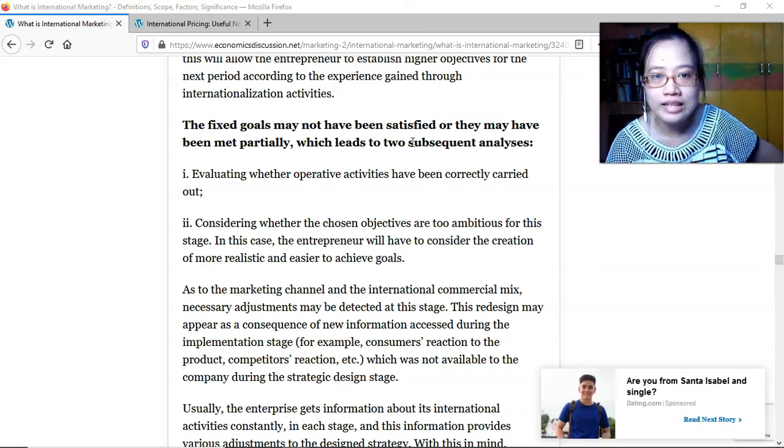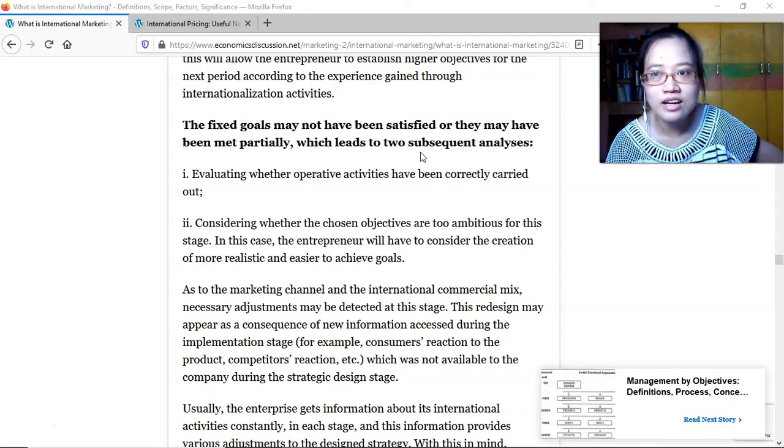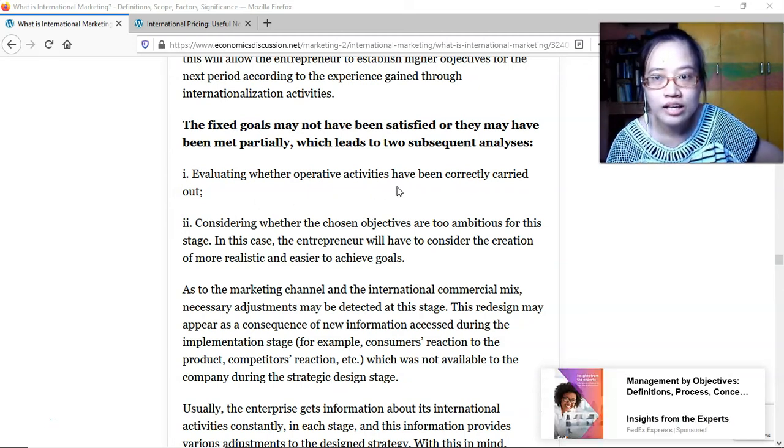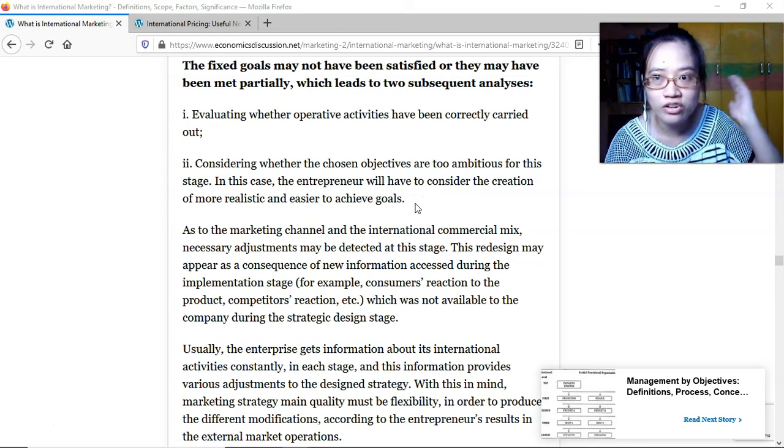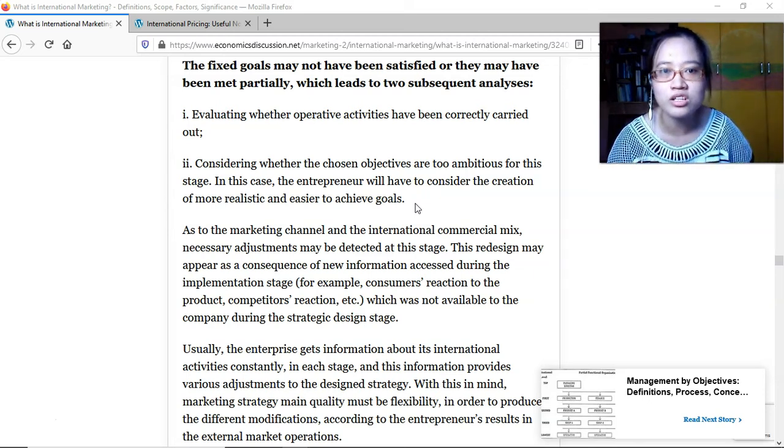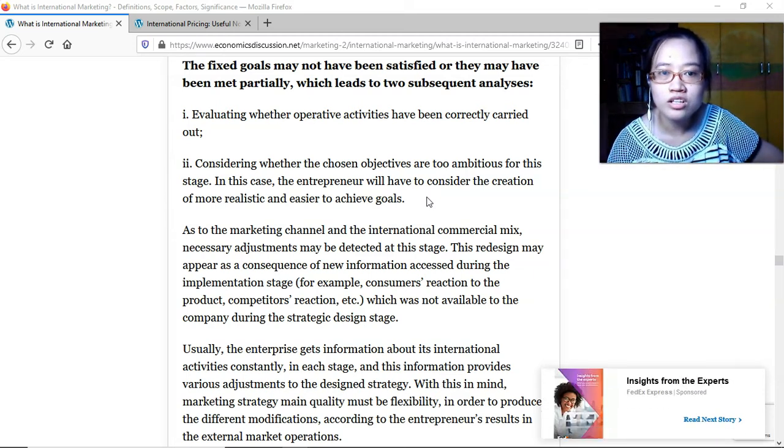The fixed goals may not have been satisfied or they may have been met partially, which leads to two subsequent analyses. So if the objectives were not met, this is what they should do. Evaluate whether operative activities have been correctly carried out. There might be something wrong with the implementation or execution process. Consider whether the chosen objectives are too ambitious for this stage. If it's just the initial stage, you have to make sure that the objectives are realistic and not overly ambitious. In this case, the entrepreneur will have to consider the creation of more realistic and easier to achieve goals.